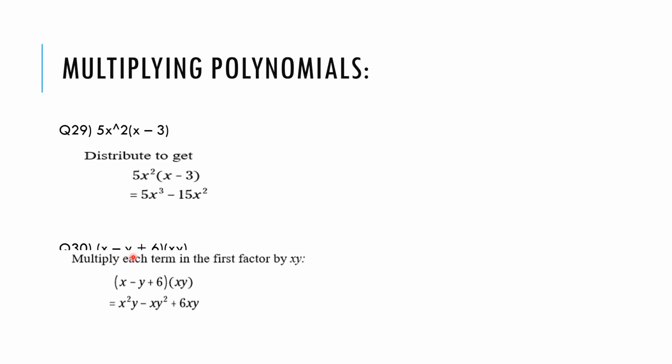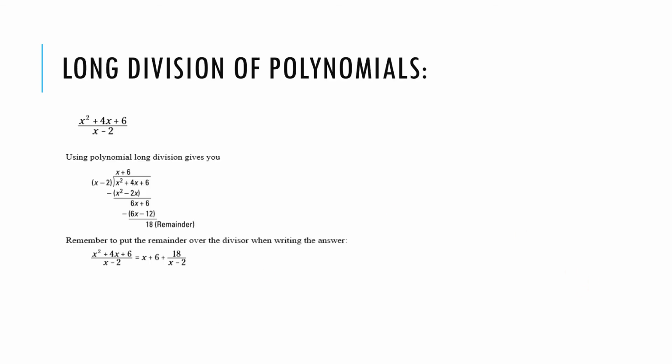This is (x minus y plus 6) times xy. Multiply each term in the first factor by xy. It's x squared y minus xy squared plus 6xy is the answer.